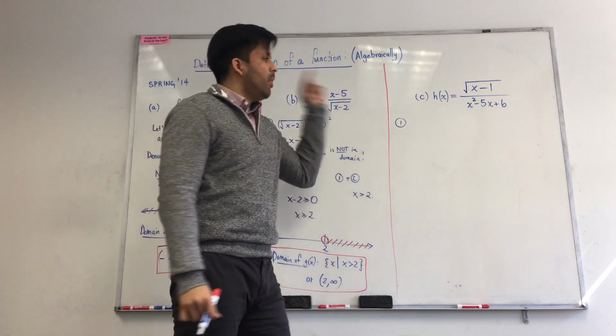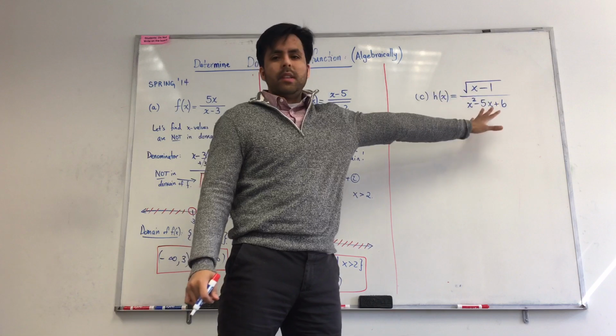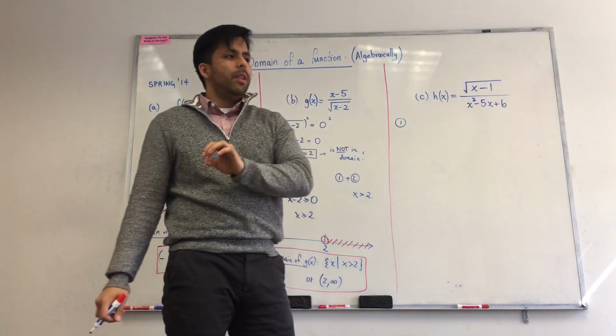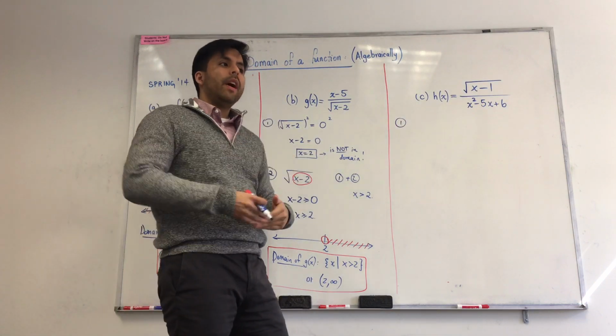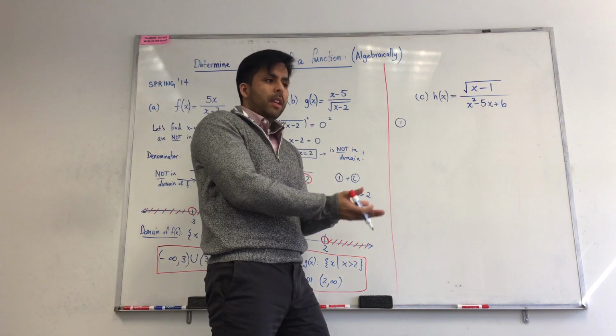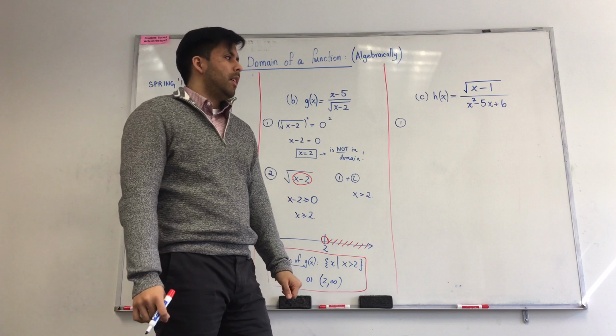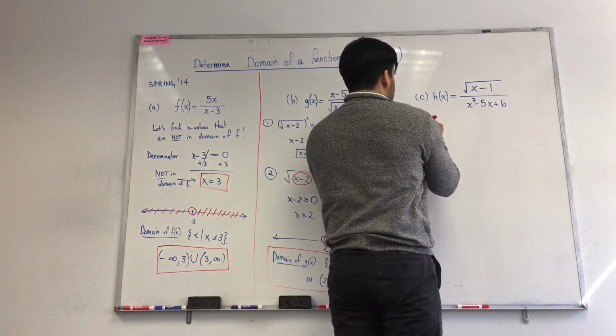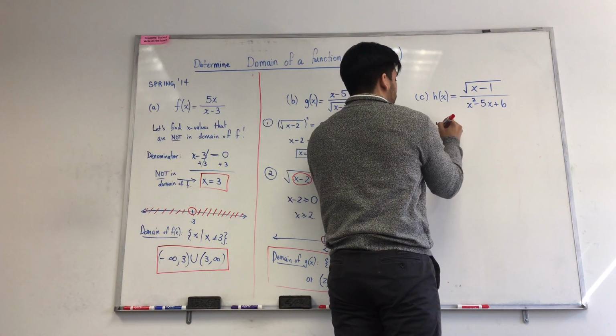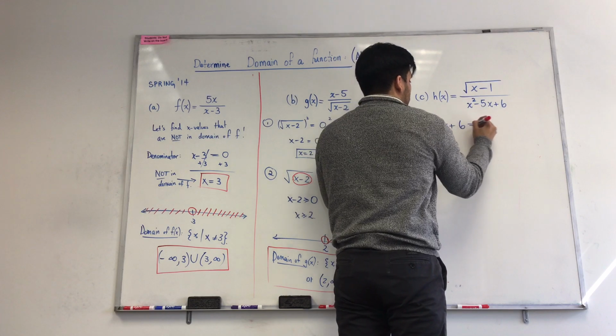The first thing is, we know that my denominator, whatever that is, cannot equal 0. So then what do we do? We find those x values that do make it equal to 0, and then we take them away, exclude them from the domain. So we say, okay, what's my domain? What's my denominator? It's x squared minus 5x plus 6. Set it equal to 0.